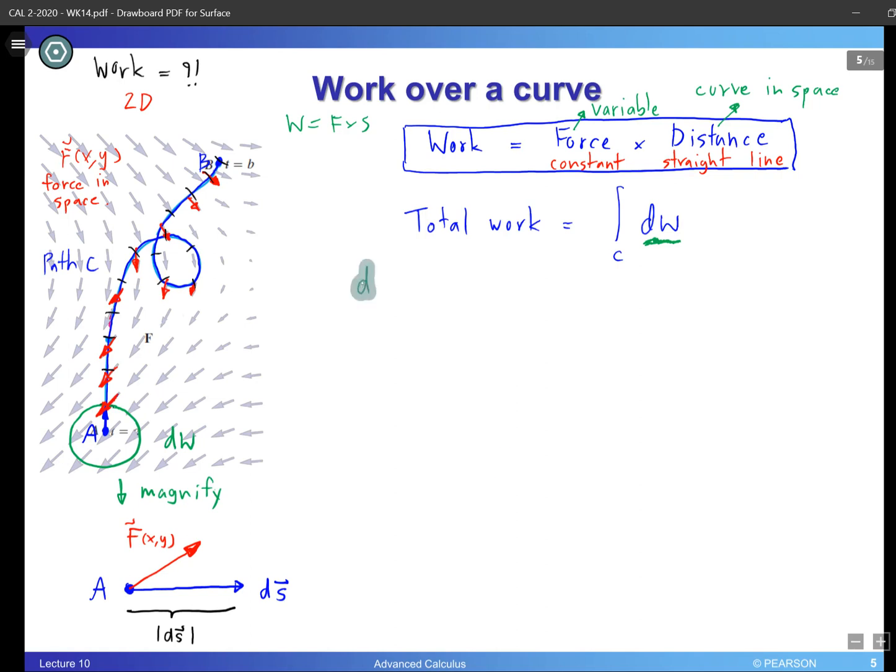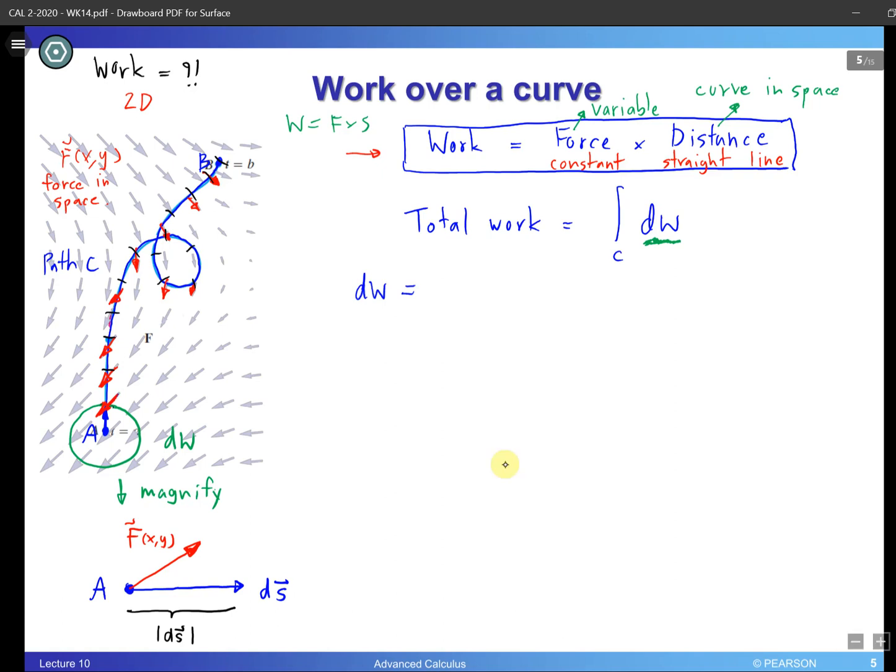Okay, let me change that, dW, in terms of these new parameters, ds and F. And we are going to come back to this formula right here, a formula from grade 10 or 11: work equals force times distance. We can use it right here because we assume this section to be so small, so the distance has become a straight line.